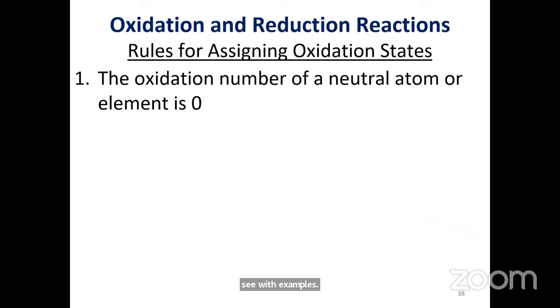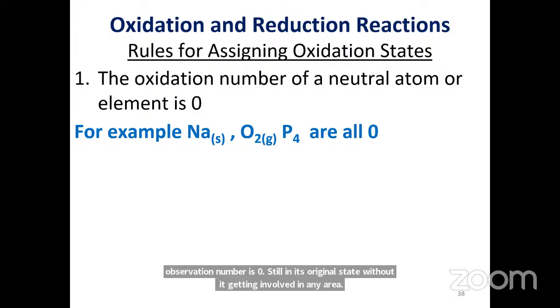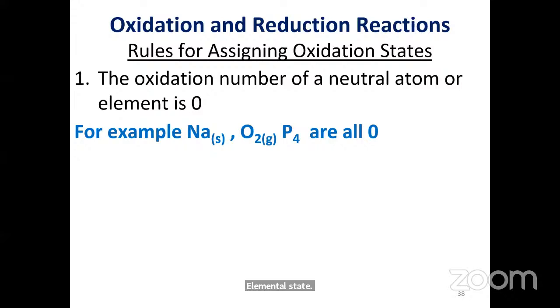How do we assign this oxidation state? The first rule for assigning oxidation state is that the oxidation number of a neutral atom or an element is 0. For example, sodium metal is an element. The oxidation number is 0, still in its original state without getting involved in any reaction, the elemental state. Sodium as a metal has oxidation number of 0.